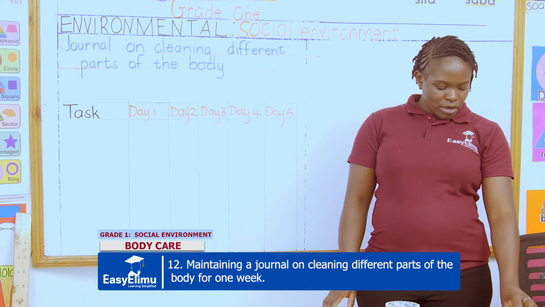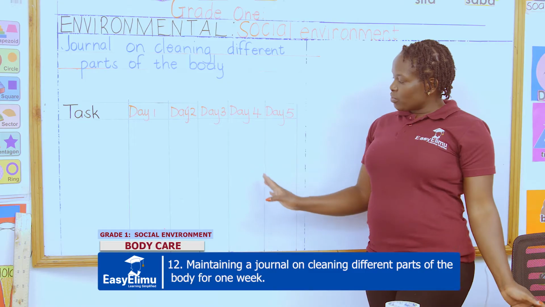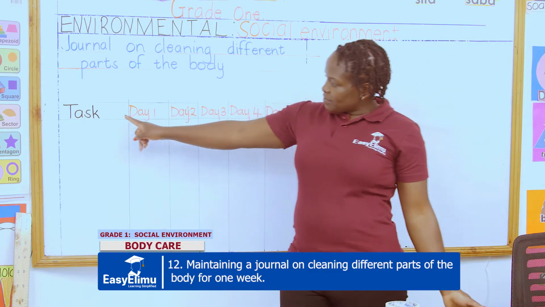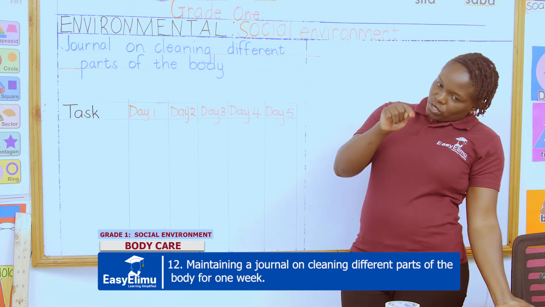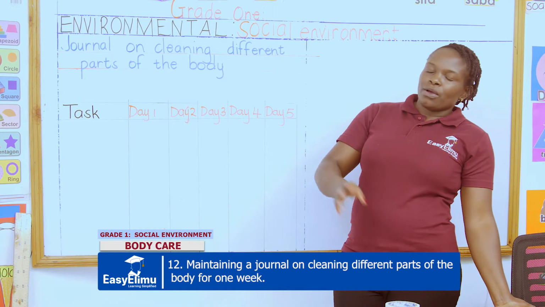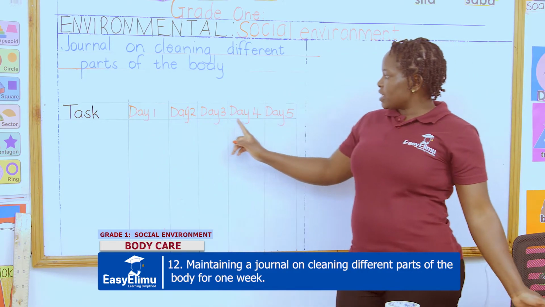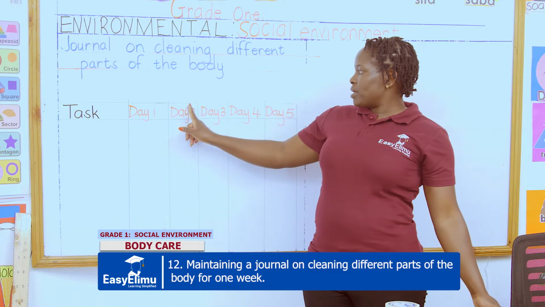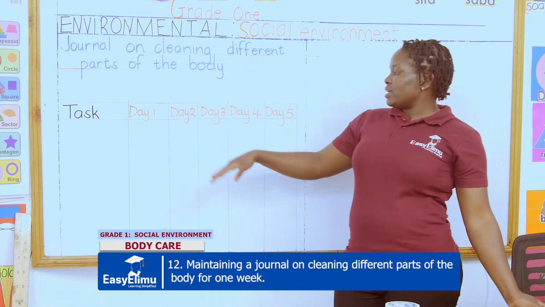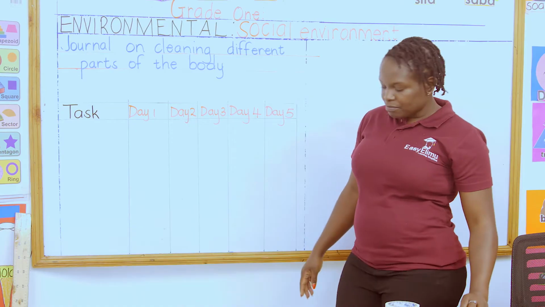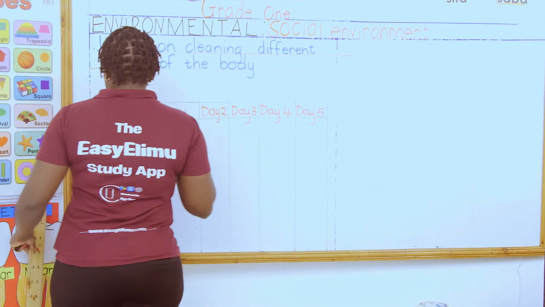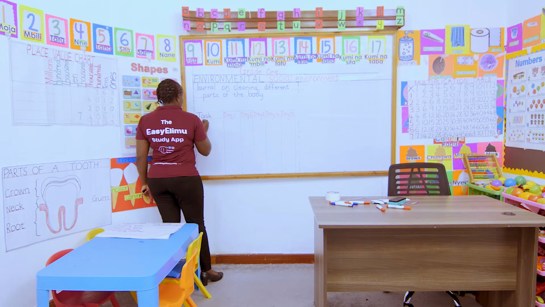So on our journal, we want to include, look at the board. When you look at the board here, we have the task. The task will be what we are going to do, what we'll be doing either daily, once in a week, twice in a week, I don't know. Then, on this side, the ones that are written in the red pen, it is the number, the day. For example, if I write here, brushing teeth, that is my task. Brushing teeth. That is my task number one.